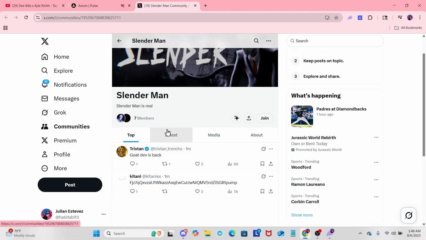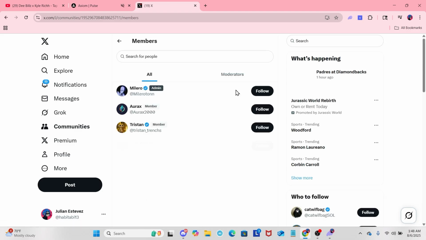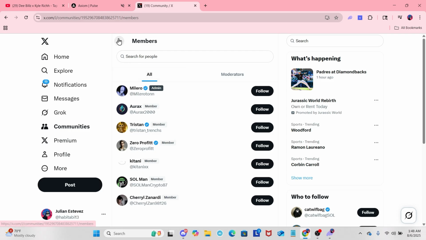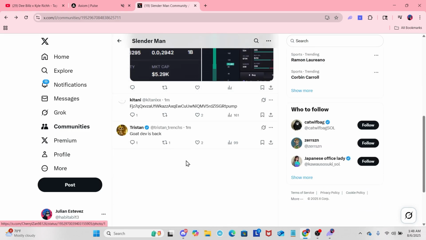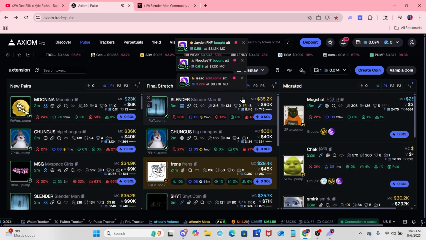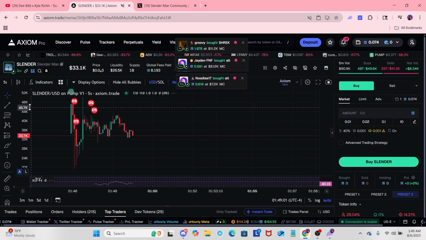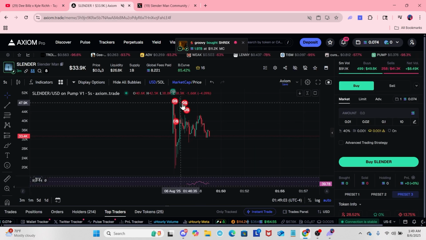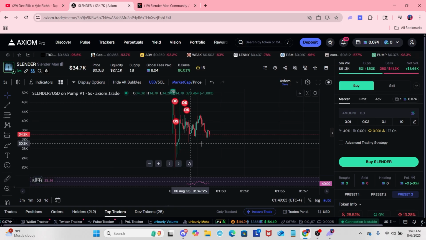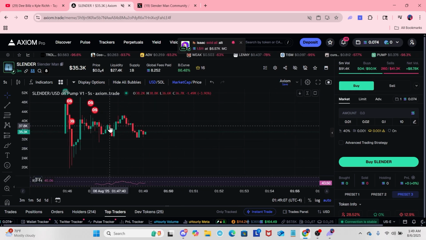Goat Dev is back. This developer might be a really good developer. But that's how you know, you know what I mean? If the community is active, pretty sure the coin's going to be active too. It's going to have good volume. The developer already sold all his profits out. That dip is probably where you would want to buy in. It went up, you know what I mean?